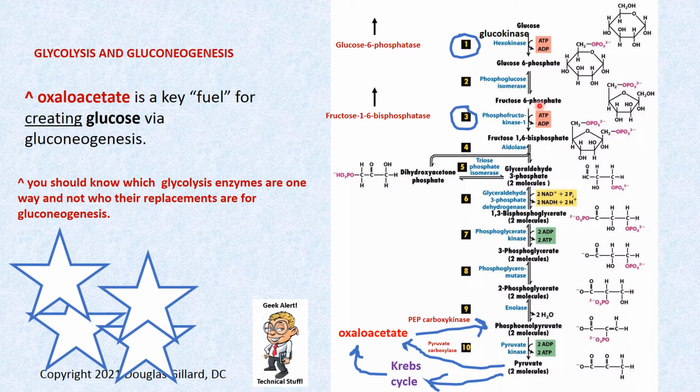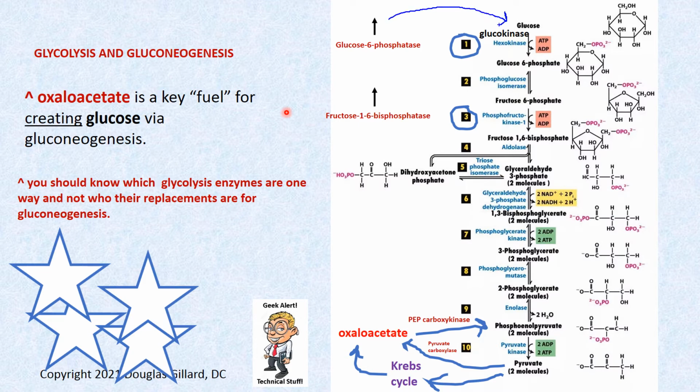And then we can use that same glycolytic enzyme, phosphoglucose isomerase, to convert back to glucose 6-phosphate. And then we're stuck again, because hexokinase or glucokinase, depending on where you are, is a one-way enzyme. So we have to take glucose 6-phosphate and use a new enzyme called glucose 6-phosphatase, and that will create glucose, our desired product. That's the whole point of this, to create glucose.